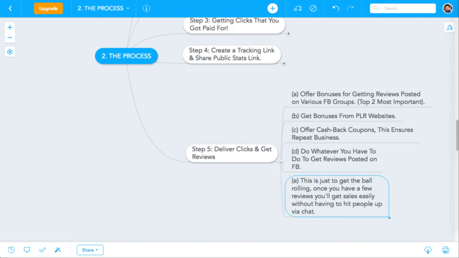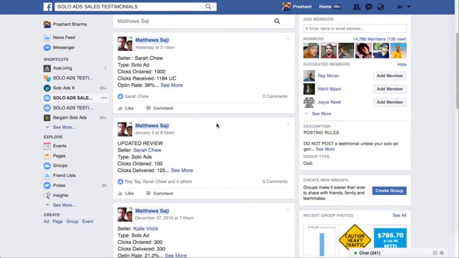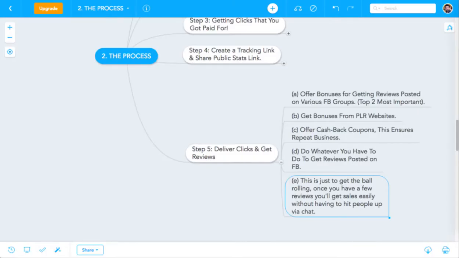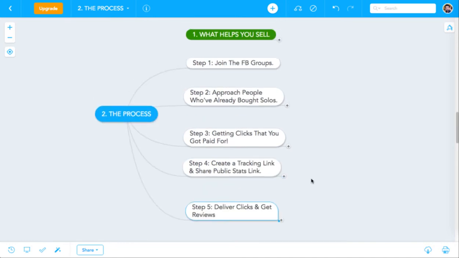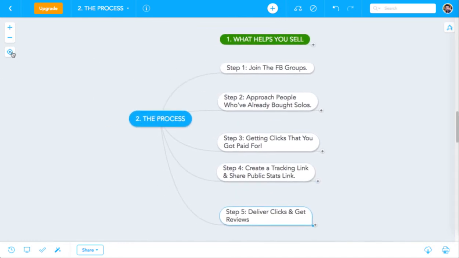And these are the most active people. These are actively buying solo ads. So hit them up, tell them about your service. That's your duty, to inform people that you have the service that they are buying and you can offer it at a cheaper price and at a greater quality.